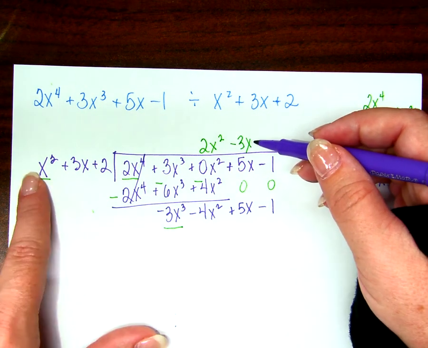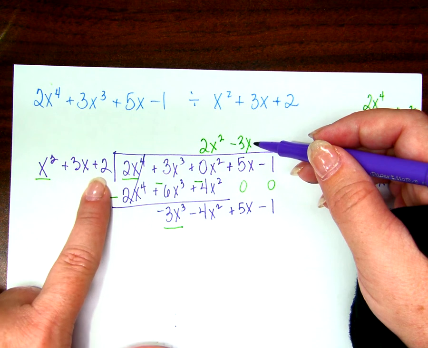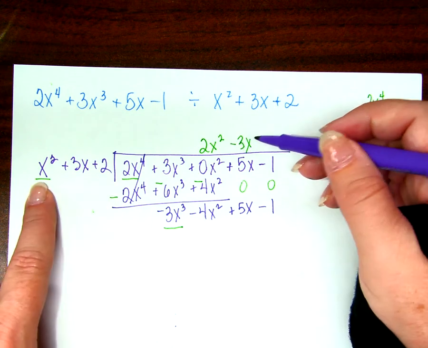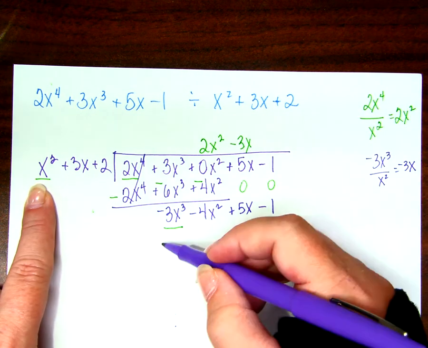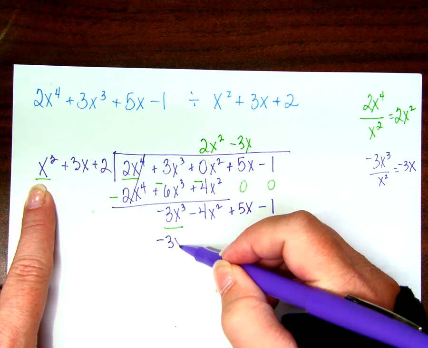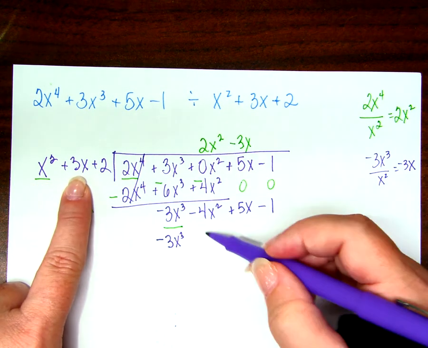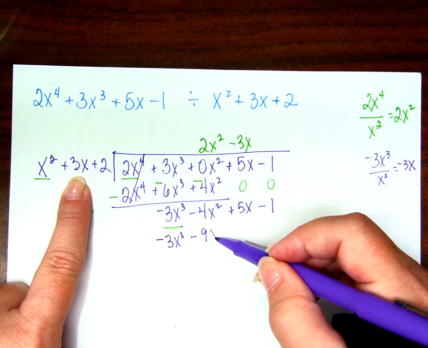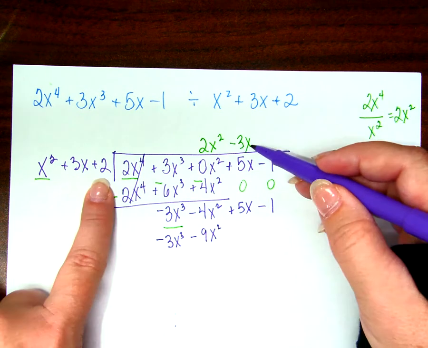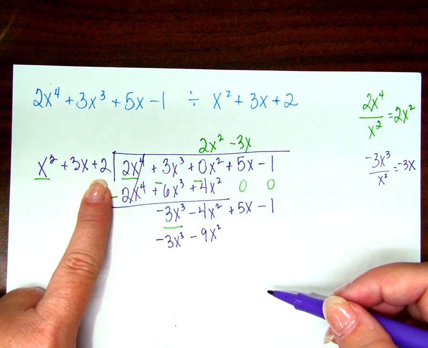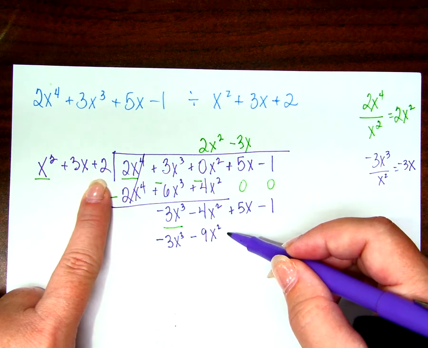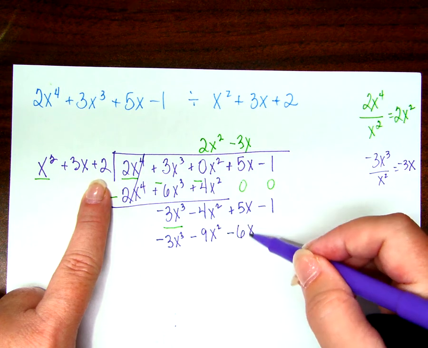Now what do I do with the negative 3x? Multiply it times everything that's right there, don't I? Negative 3x times x squared, what do you get? Negative 3x to the third. Good. What's negative 3x times 3x? Good. Negative 9x squared. What's negative 3x times 2? Negative 6x.